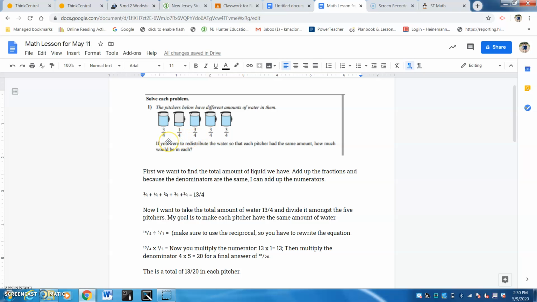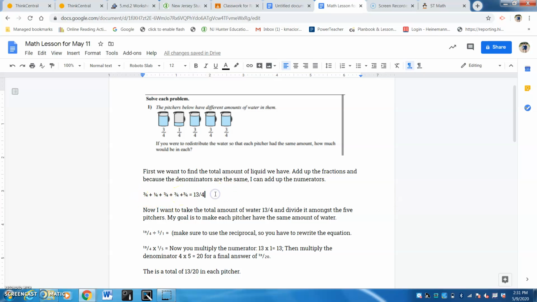That's really easy because the denominators are the same. They're all fourths. I can just add up the numerators. So if you see here, I added up 3/4 plus 1/4 plus 3/4 plus 3/4 plus 3/4. That gave me a total of 13/4.